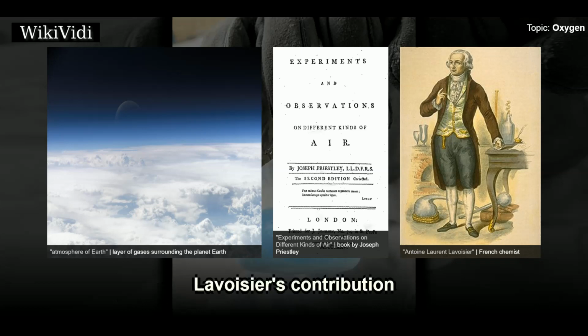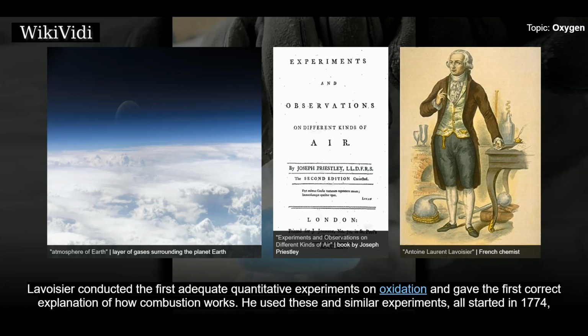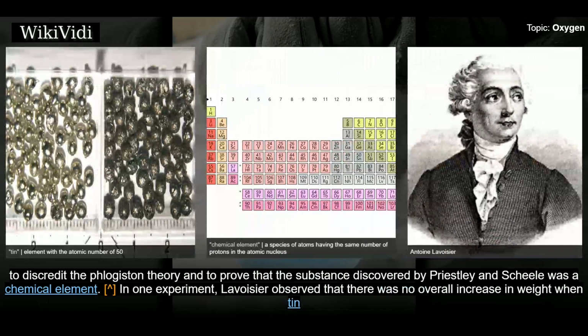Lavoisier's contribution. Lavoisier conducted the first adequate quantitative experiments on oxidation and gave the first correct explanation of how combustion works. He used these and similar experiments, all started in 1774, to discredit the phlogiston theory and to prove that the substance discovered by Priestley and Scheele was a chemical element.